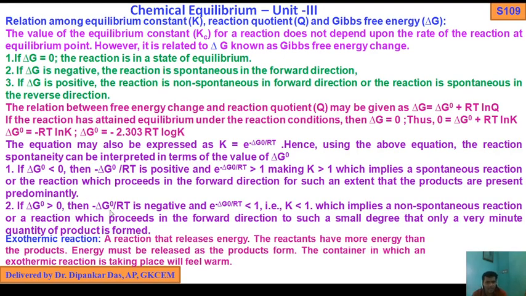If ΔG0 is greater than 0, then minus ΔG0 by RT is negative and e to the power minus ΔG0 by RT is less than 1, that is K is less than 1, which implies a non-spontaneous reaction, or a reaction which proceeds in the forward direction to such a small degree that only a very minute quantity of product is formed. Exothermic reaction: a reaction that releases energy.